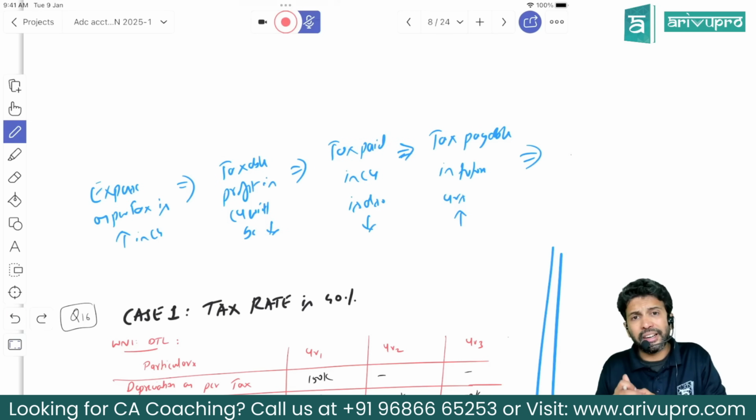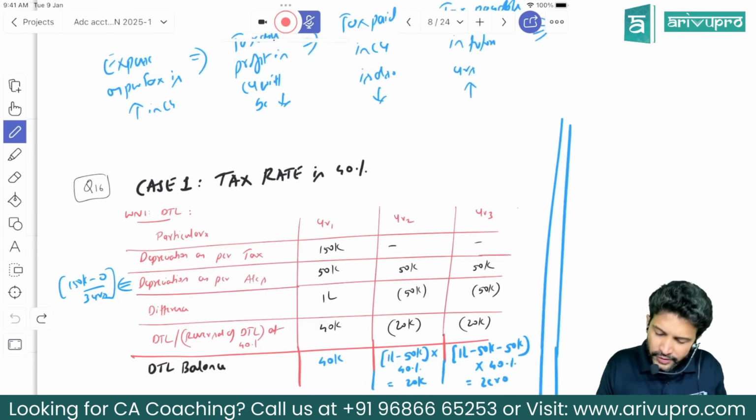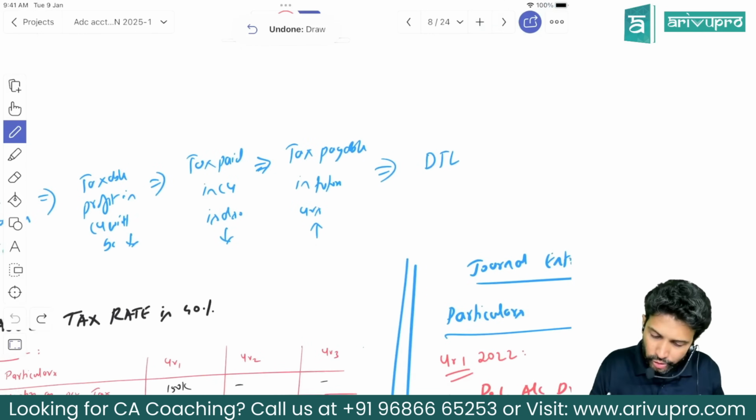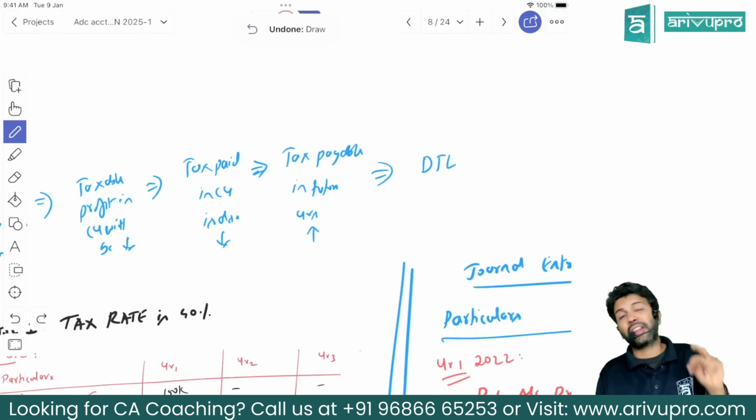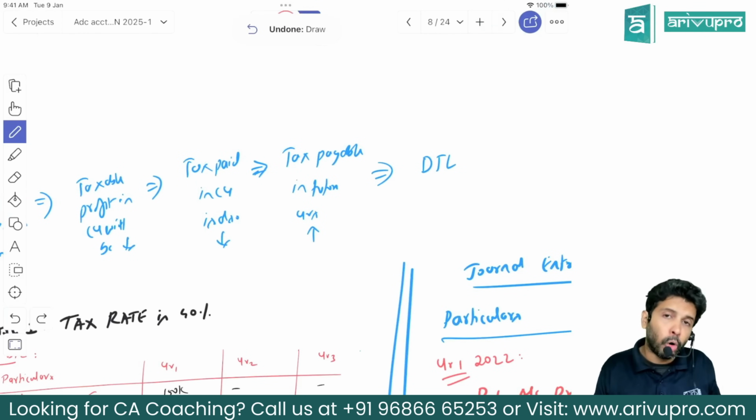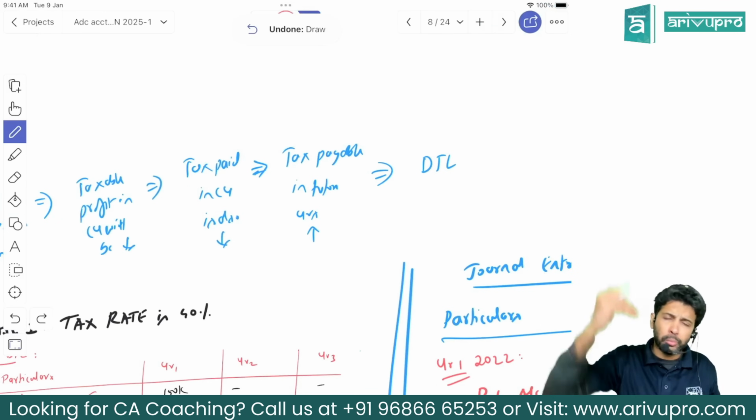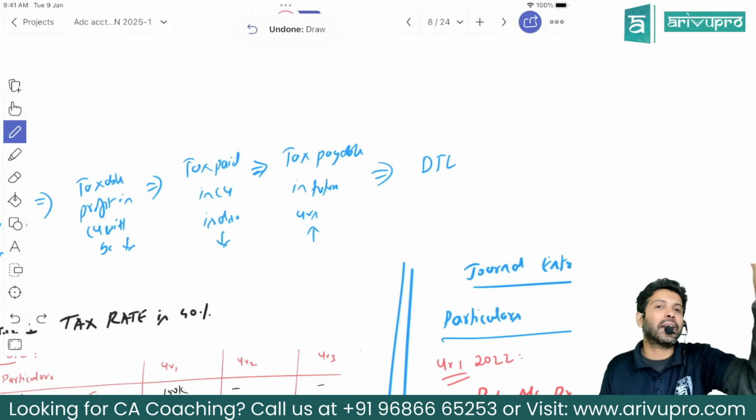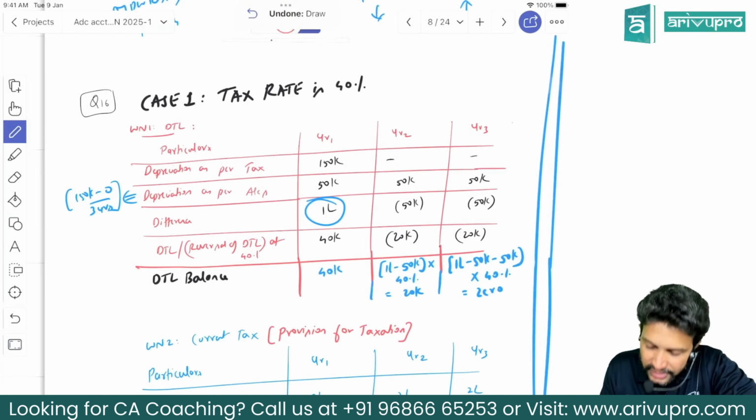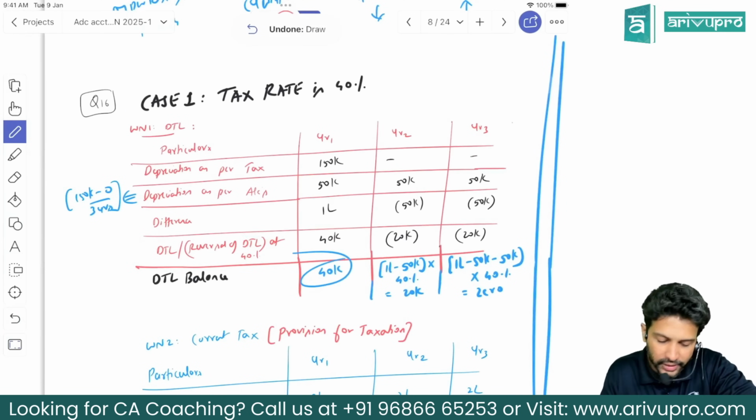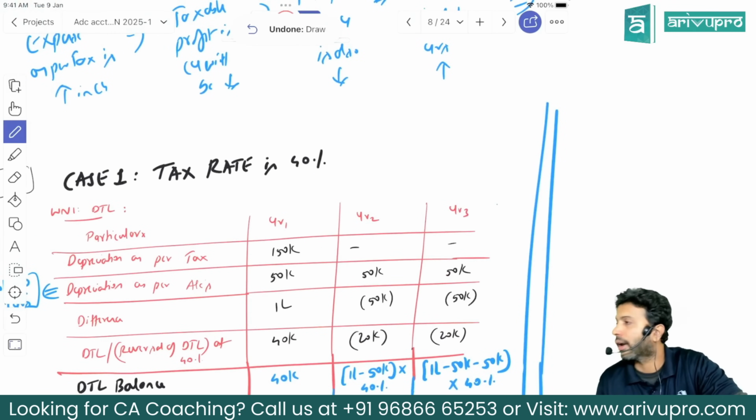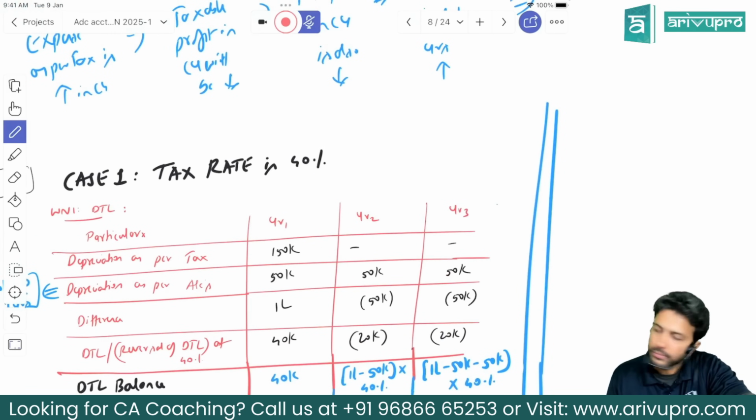But is this a permanent difference or temporary? In the first year you have got the difference, but in future years the difference will get reduced. So in the current year you might have paid less tax, but in the future years you will pay more tax. If you have to pay more tax in future, you have a liability to pay more tax. Hence we create what? Deferred tax liability. You take the difference, multiply by the tax rate, and you get the deferred tax liability amount. So 40% of 1 lakh gives deferred tax liability of 40,000. Okay, this is for the first year.